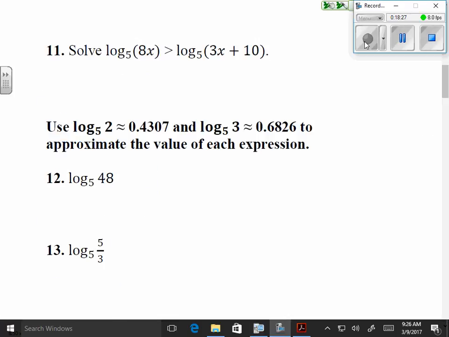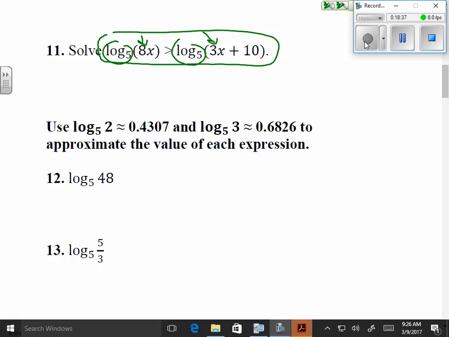So what we see on number 11 is we have log base 5 of something greater than log base 5 of something. And if that's all we have is a log of something greater than a log of something, then we can set the somethings equal to each other and drop the logs off. 8x would be greater than 3x plus 10.